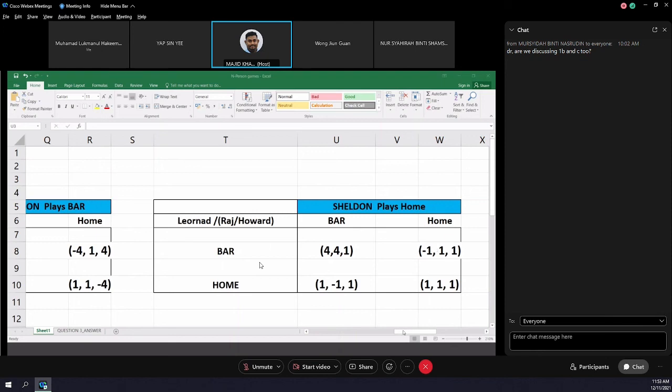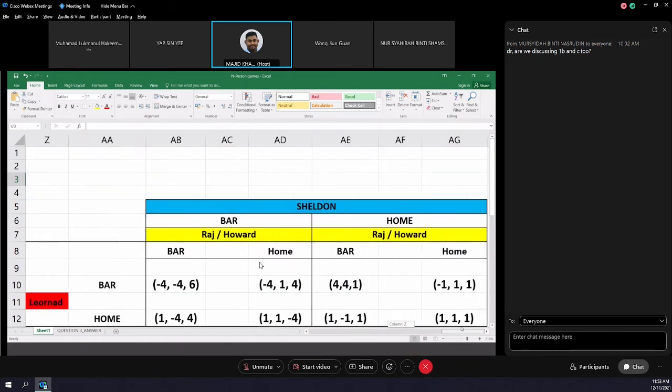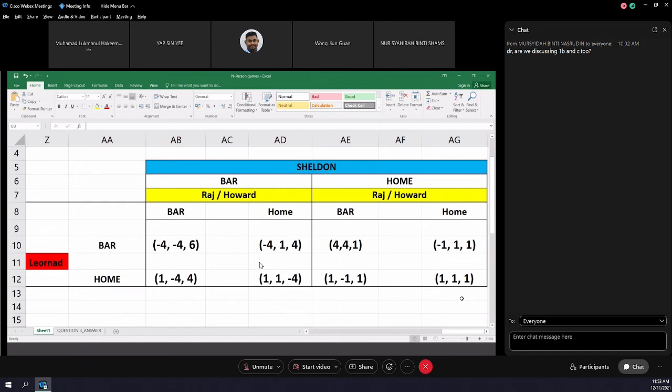Next, the thing that I want to show you: if we already make sure the payoffs are in the correct order, you can convert this into 3 games like this. Basically, the first player will be Leonard, the second player will be Raj or Howard, while finally we'll have Sheldon.